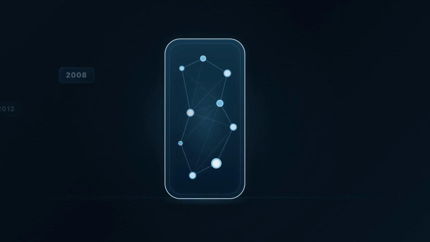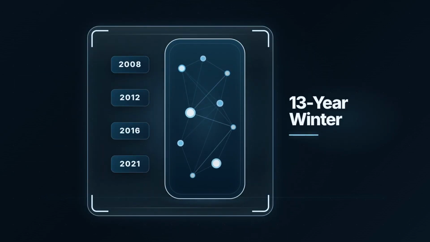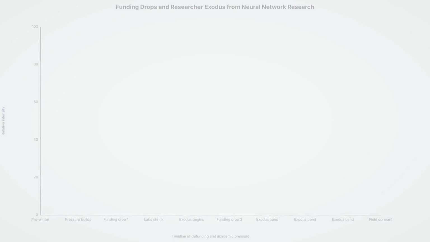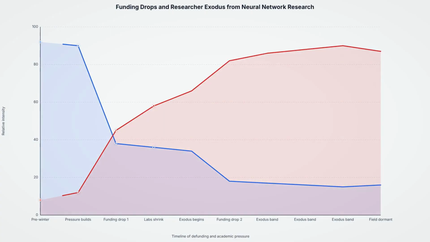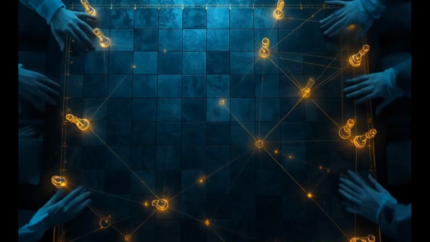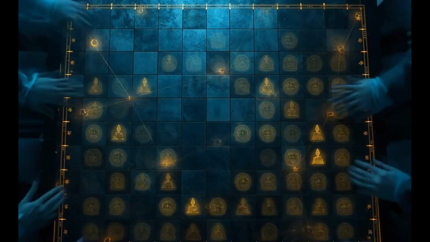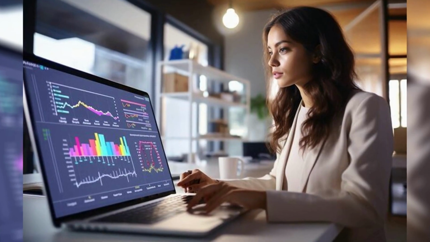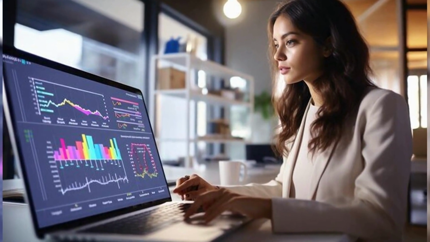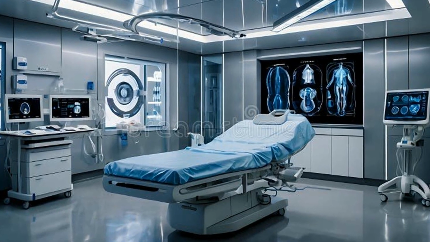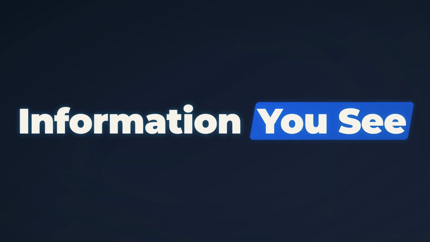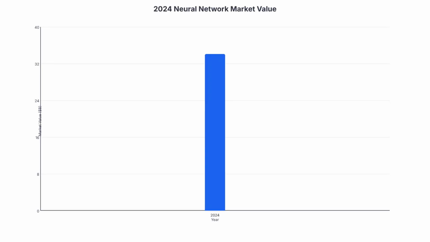The technology running inside your phone survived a 13-year winter, 2 rounds of near-total defunding, a generation of researchers being told to study something else, and a conjecture that turned out to be wrong. These systems are now making decisions that affect your credit score, your medical diagnoses, your job applications, and the information you see every day.